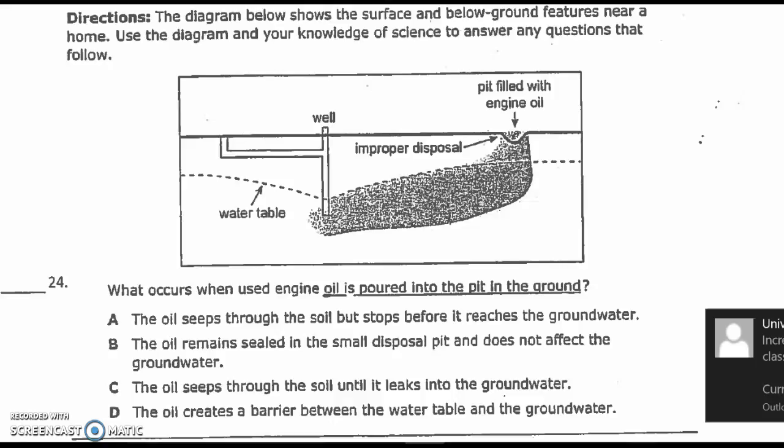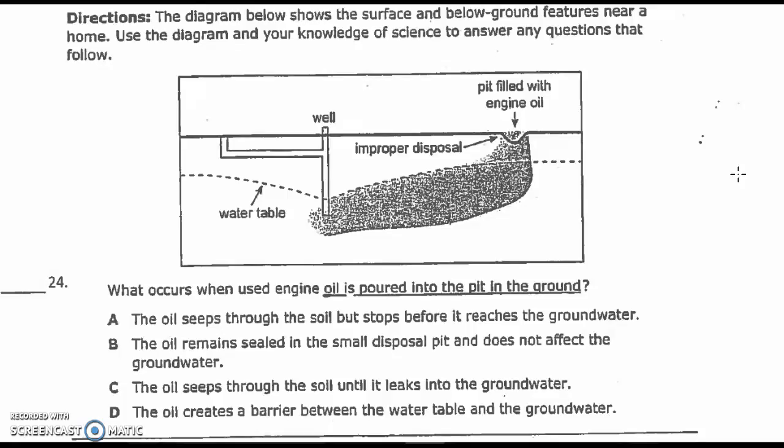Number 24. What occurs when used engine oil is poured into a pit in the ground? A. The oil seeps through the soil but stops before it reaches the groundwater. B. The oil remains sealed in a small disposal pit and does not affect the groundwater. C. The oil seeps through the soil until it leaks into the groundwater. D. The oil creates a barrier between the water table and the groundwater.